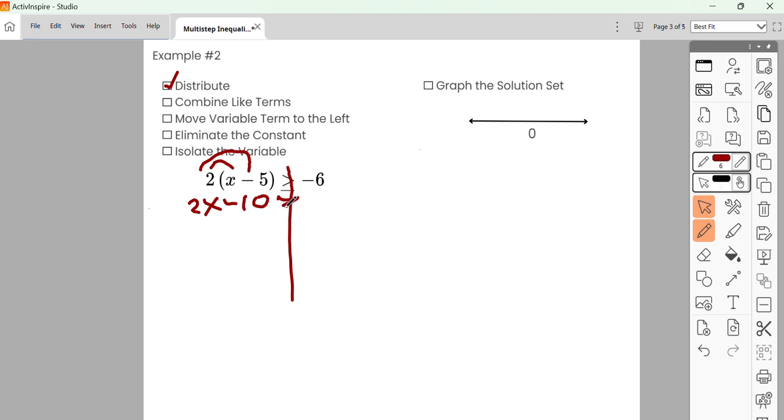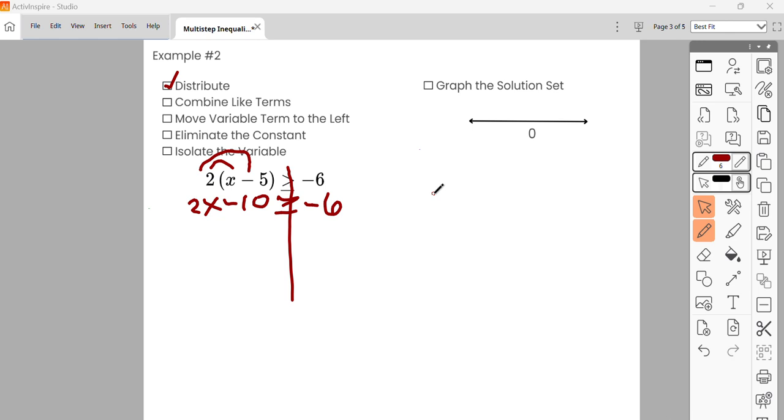You always want to make sure that when you distribute, you are distributing across both numbers. There could even be more numbers than that in parentheses, so make sure you're multiplying across all numbers. 2 times x and 2 times -5 is -10. Bring down my greater than or equal to -6.